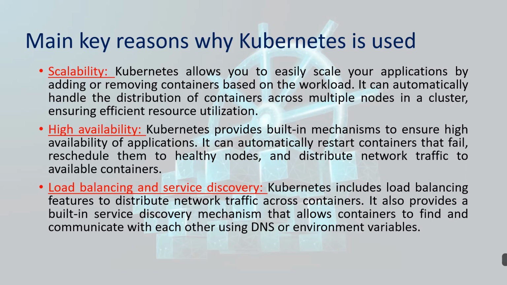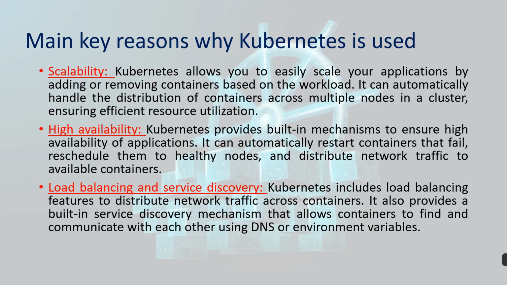Next, high availability. Kubernetes provides built-in mechanisms to ensure high availability for applications. It automatically restarts a container that fails, reschedules it to healthy nodes, and distributes the network traffic to the available containers. Then next is load balancing and service discovery.